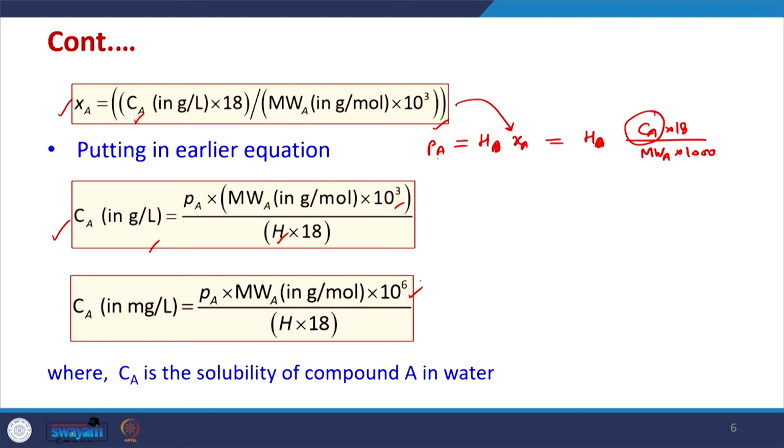So, this way we can find the concentration or solubility of any compound in water. This is the basic derivation or equation by which, for finding this, we require the Henry's constant. This also tells two things: C A is directly proportional to the partial pressure, and it is inversely proportional to Henry's constant.